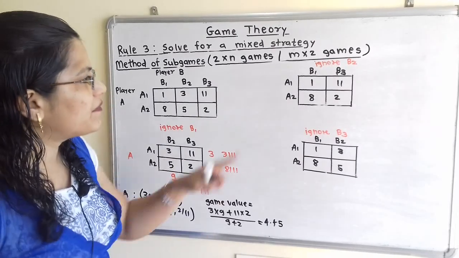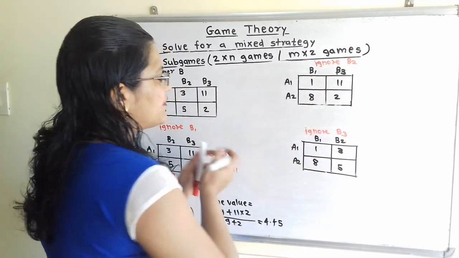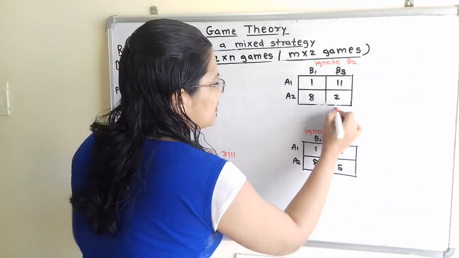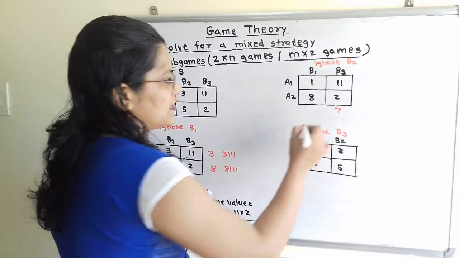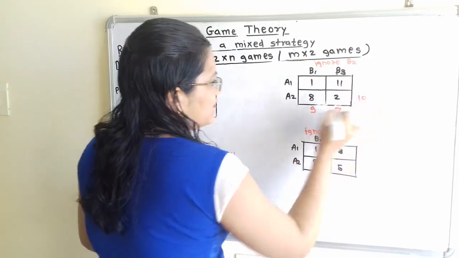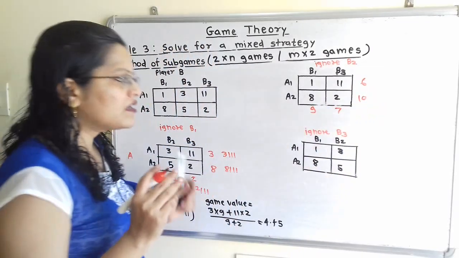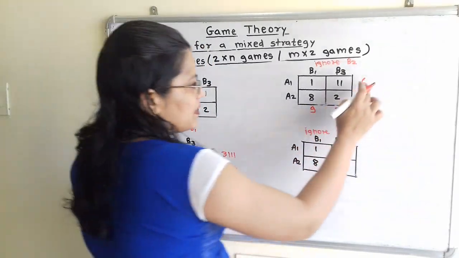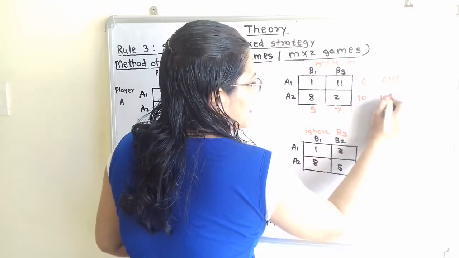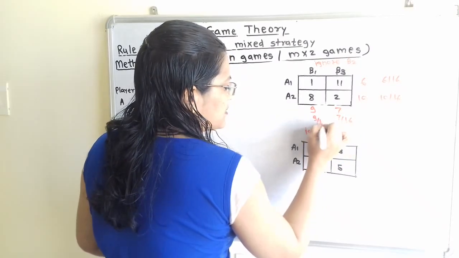Now in the same way we will move to the second. In this second, if we observe, we will take the difference 1 minus 8, that is minus 7, but we will ignore this sign. 11 minus 2, that is 9. 1 minus 11, that is minus 10, but we will ignore this sign. 8 minus 2, that is 6. Now we will take the common denominator, that is 10 plus 6, that is 16. So I will take 6 by 16, 10 by 16, 7 by 16, 9 by 16.